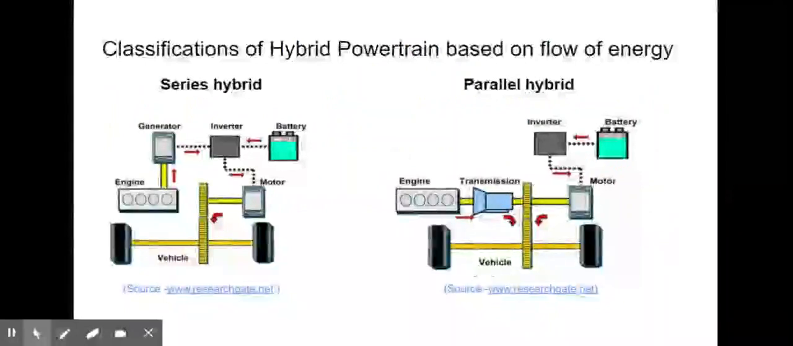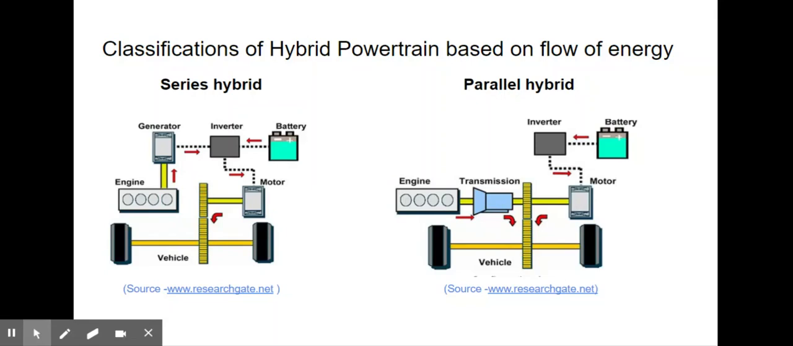Now we will discuss the classifications of the hybrid powertrain based on flow of energy. First classification is series hybrid. In this, the internal combustion engine drives an electrical generator instead of directly driving the wheels. And the generator both charges a battery and powers an electrical motor that moves the vehicle. When a large amount of power is required, the motor draws electricity from both the battery and the generator.